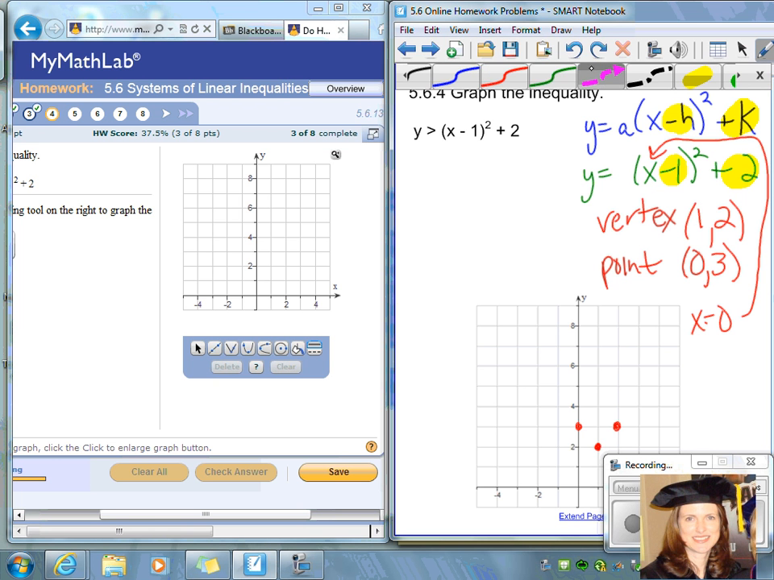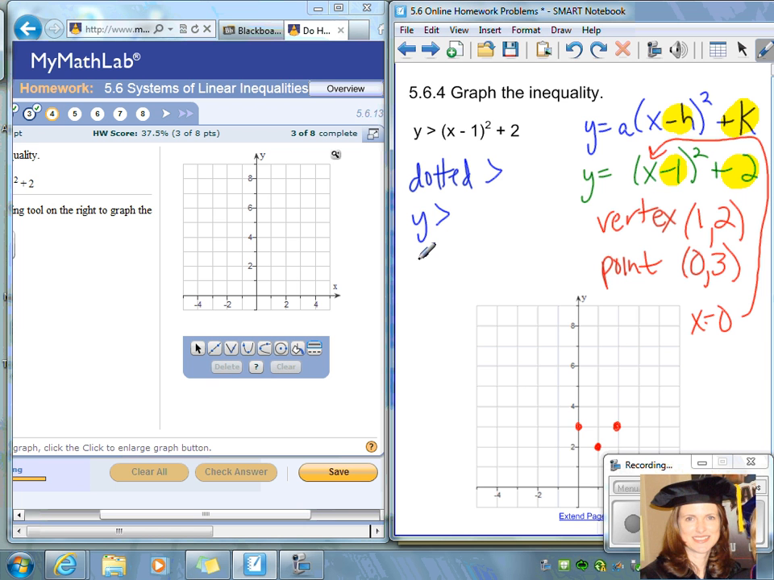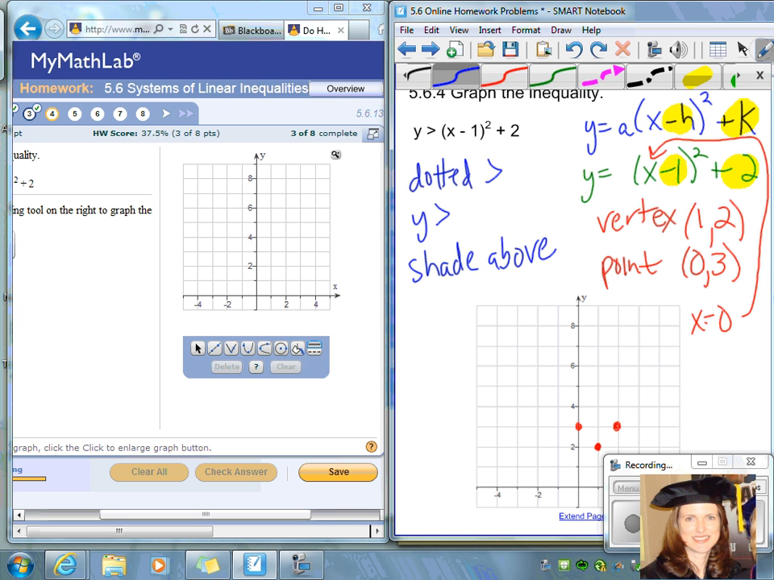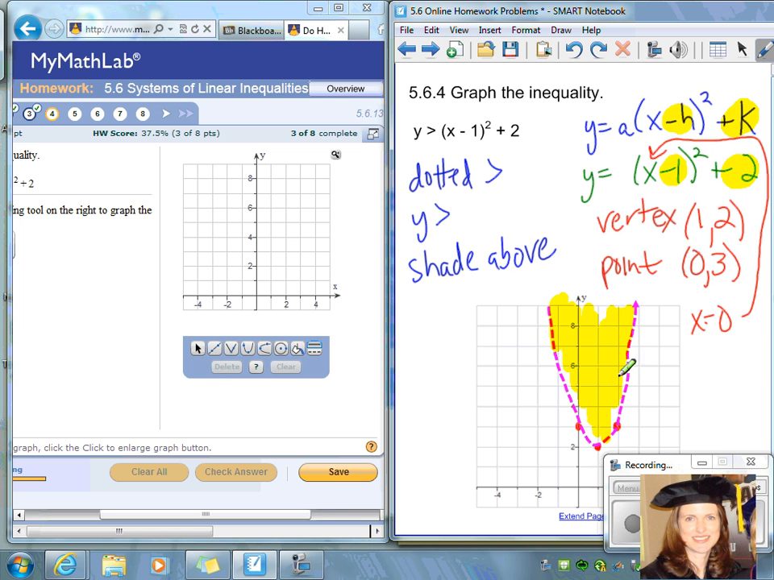Now, we're going to use a dotted line because the inequality is a greater than, and also it's in the form of y is greater than, so that means we're going to shade above. All the y's that are greater than, so we're going to shade above that parabola. I'm going to select to draw a dotted parabola, and we're going to do the shading above the parabola. So the solution to this inequality are all the points that are in that shaded region.